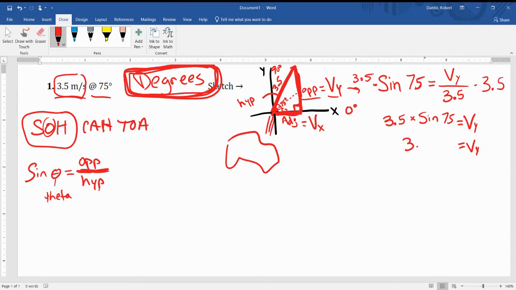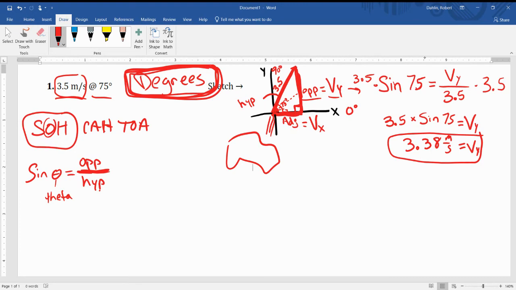Then you need to round this answer to 2 or 3 decimal places: 3.38 if you round to 2. Then look at your units. Go back to the original question. What were the units on the question? Meters over seconds. So that would be your Vy.